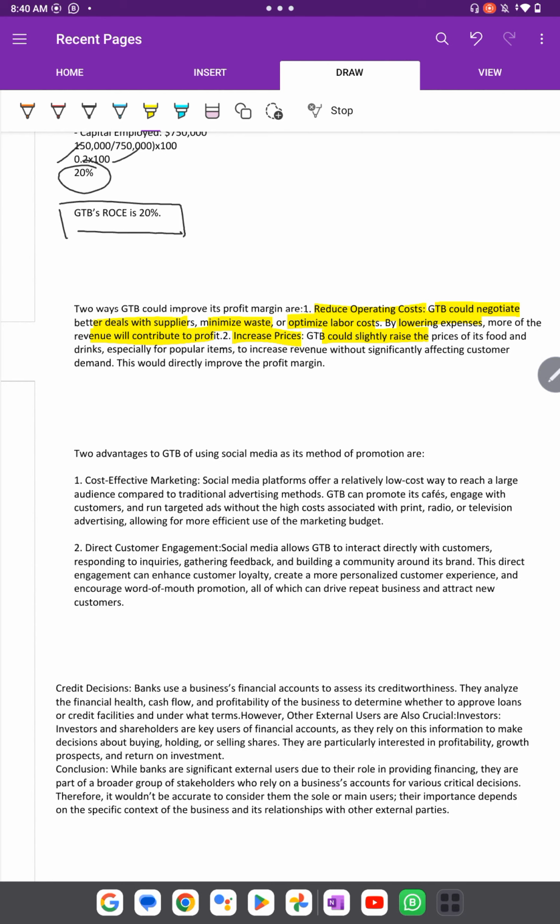GTB could slightly raise the price of its food and drinks, especially for popular items, to increase revenue without significantly affecting customer demand. This would directly improve the profit margin.